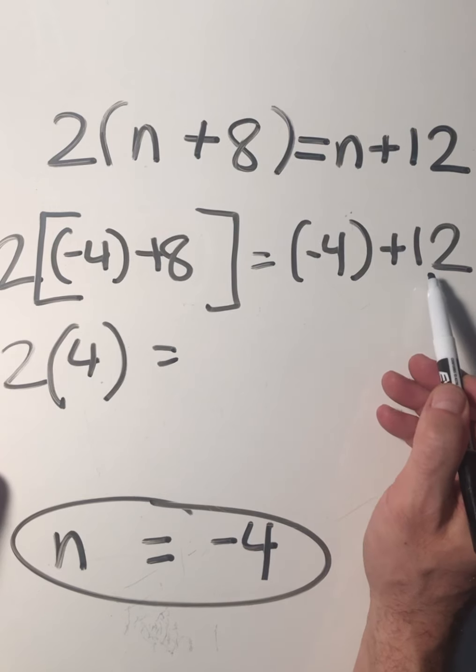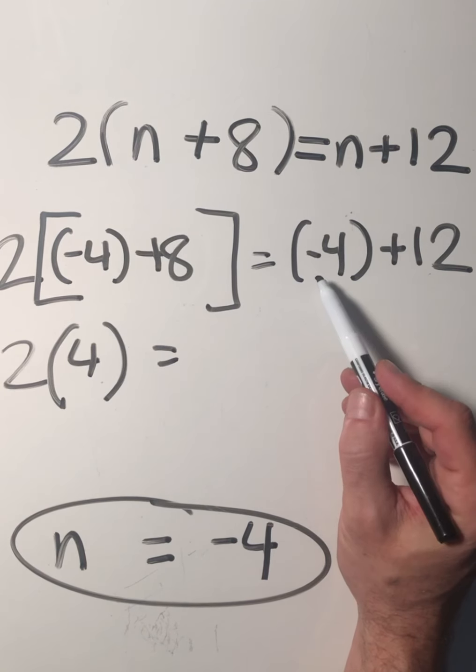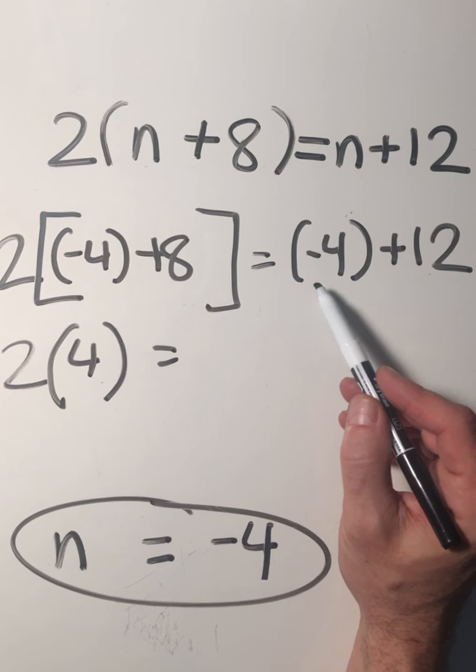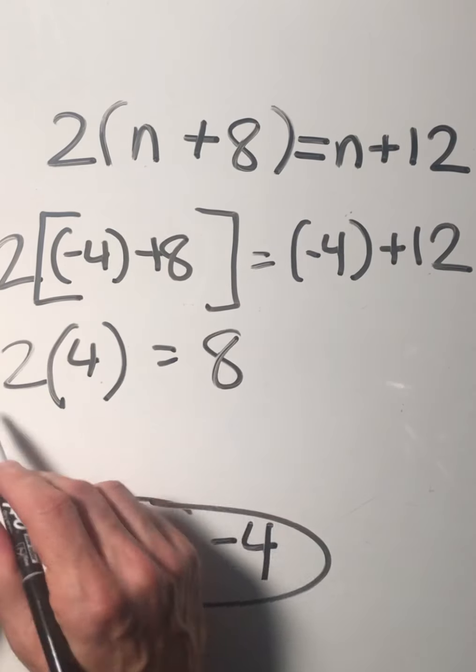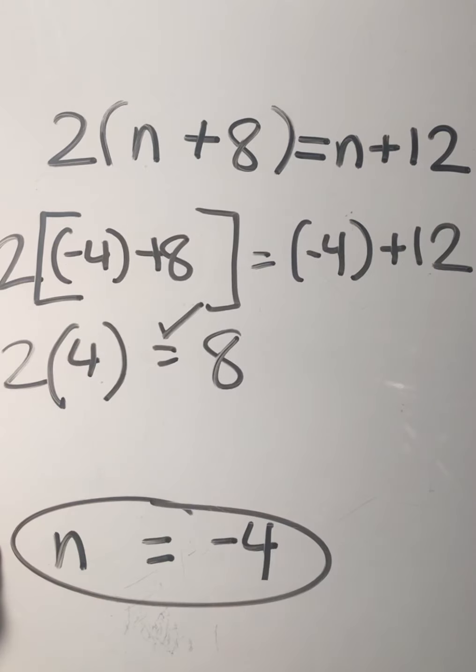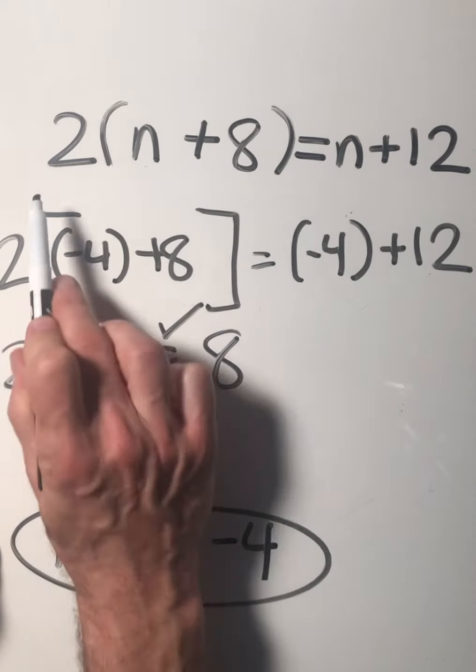Negative 4 plus 12 is the same idea as before. This is really 12 minus 4. And I'm going to keep the sign of the higher absolute value, which is 12, so this is 8. 2 times 4 does equal 8, so I have checked this. I know that negative 4 is the solution to this equation.